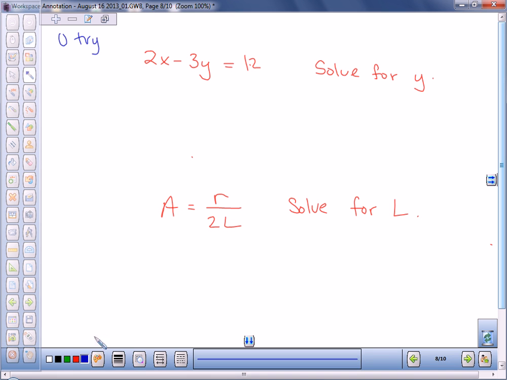Did you get that? Yes. Great. Okay, so you may have subtracted the 2x. And then negative 3y equals negative 2x plus 12. And then divide everything by negative 3.